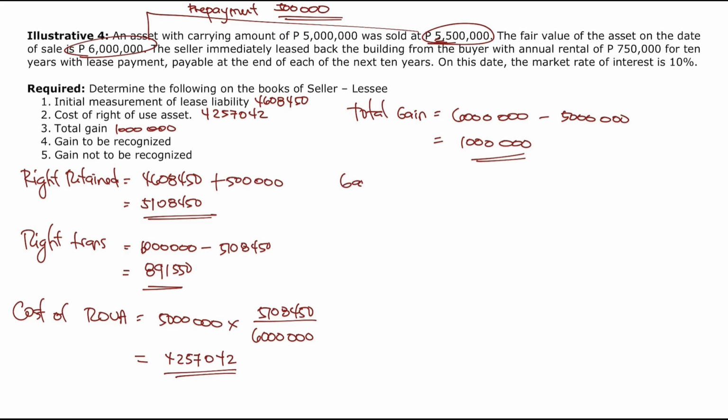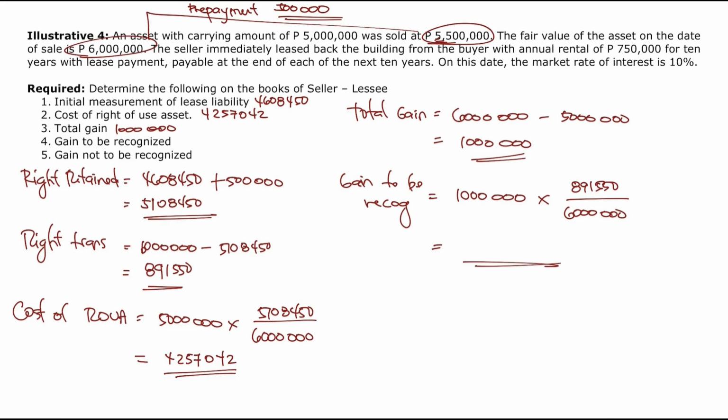Requirement 4, magkano daw yung gain to be recognized natin? Ulit-ulit na lang, guys. Gain to be recognized is equal to the total gain of 1 million times the right transferred of 891,550 divided by the fair value of 6 million pesos. So, gain to be recognized once again is equal to 1 million times 891,550 divided by 6 million, or this is equal to 148,592. So requirement number 4, 148,592 will be the final answer.